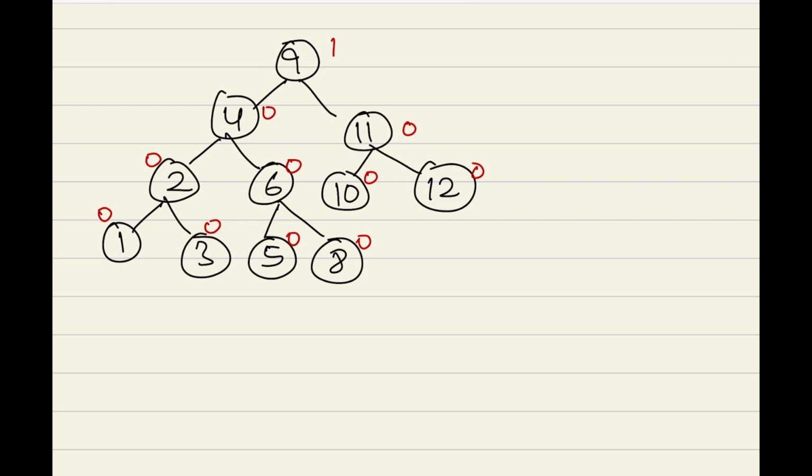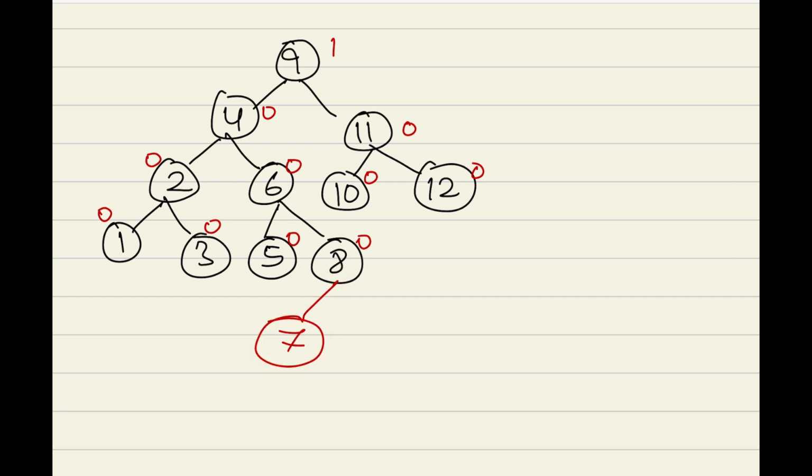Now we want to insert 7 into this existing AVL tree. So 7 is first compared with 9. 7 is smaller, move to the left. Then we encounter 4, 7 is larger, so move to the right. We encounter 6, 7 is larger, move to the right. So we reach 8. 7 is smaller, move to the left. No left child is there for 8, so insert 7 here. Here you can observe we have inserted 7 to the left of 8.